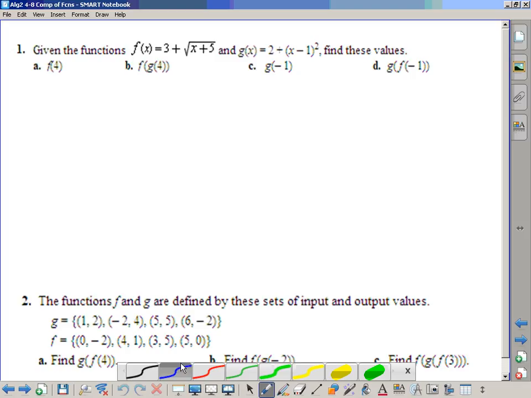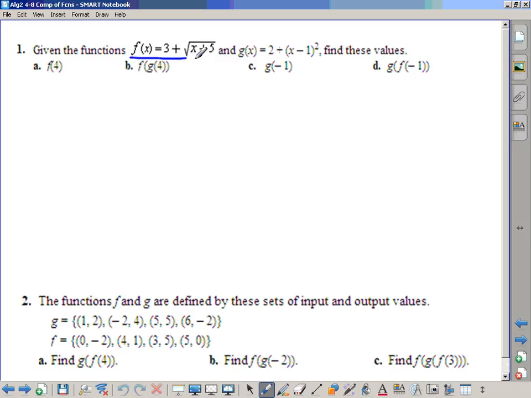This will be very similar to your green worksheet number 2 for tonight. Problem number 2 on this tutorial will be very similar to problem number 1 from the green worksheet. So they're kind of backwards in that way. But 1 is pretty basic. Given the functions f of x and g of x, find f of 4.